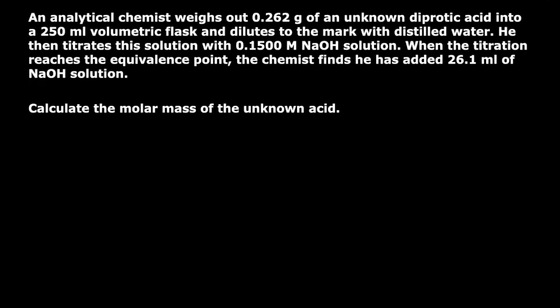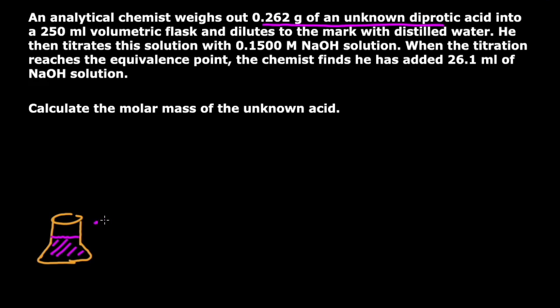And so what we can do is make a picture for what's going on in this problem. So I'm going to draw a flask down here. And in this flask, this is where I'm going to put the unknown diprotic acid. And so here's my flask in here. And I'm going to color code this. So I'll do this right here in this pink. And so here is going to be my unknown diprotic acid.